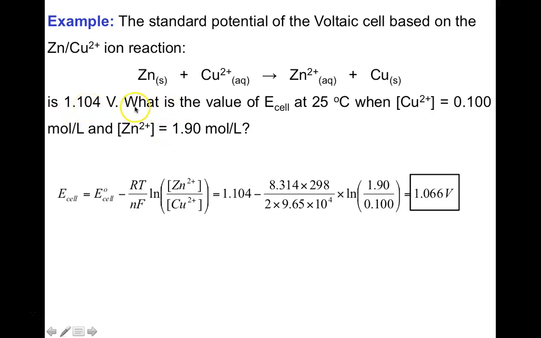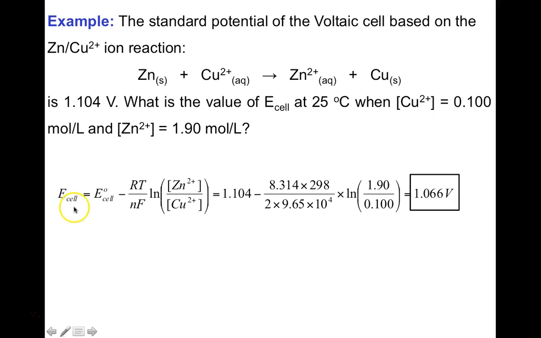And what will occur is that this cell potential will begin to drop. So this question asks, what is the value of the cell potential at 25 degrees Celsius once the copper 2+ ion concentration has dropped to 0.1 mole per liter, so 90% of the copper 2+ has been used up from the standard state, and the zinc 2+ concentration has increased to 1.9 mole per liter. So effectively what we're talking about here is 90% of the reactants have been consumed in this cell.